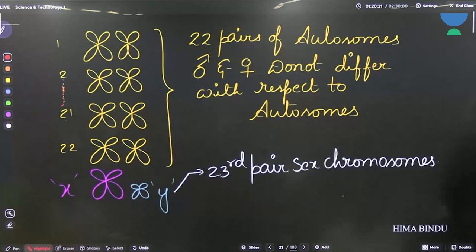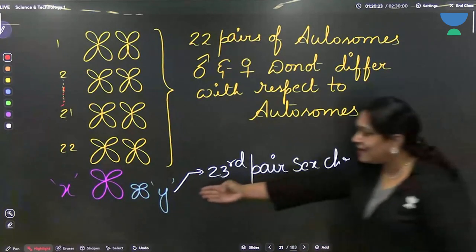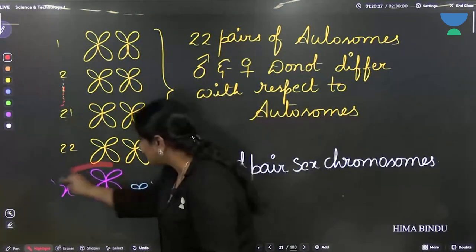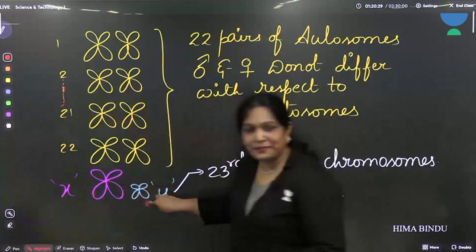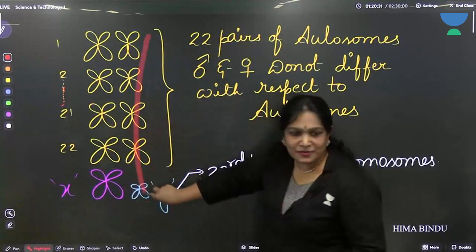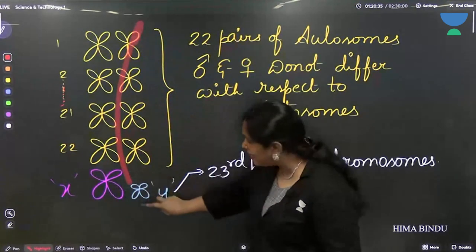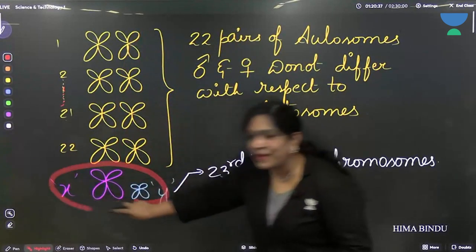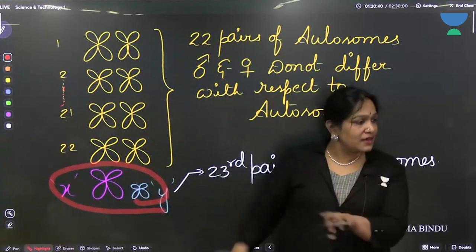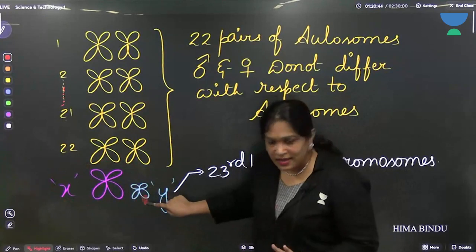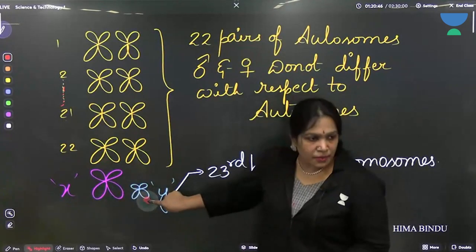Female, male or both? Male hai na, XY. Only male, no both. XY. These are all autosomes. 22 pairs of autosomes. Okay. And the 23rd pair is XY. There is no female here. The 23rd pair is X and this is Y.